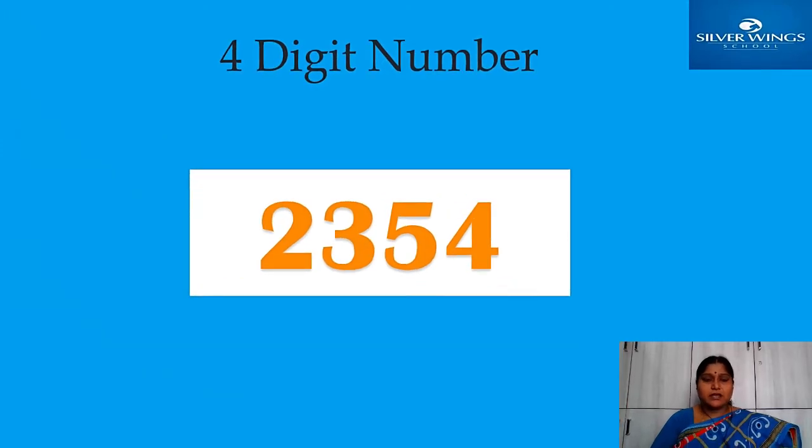Okay, see here children. If a number has 4 one-digit numbers, the total number is called a 4-digit number. Here I gave you one 4-digit number. See on the screen. This is the 4-digit number. Here, if you observe, I gave 4 one-digits. Those are 2, 3, 5, 4.